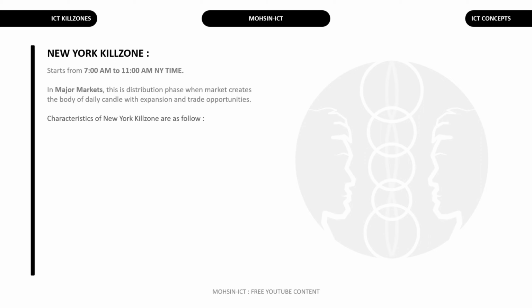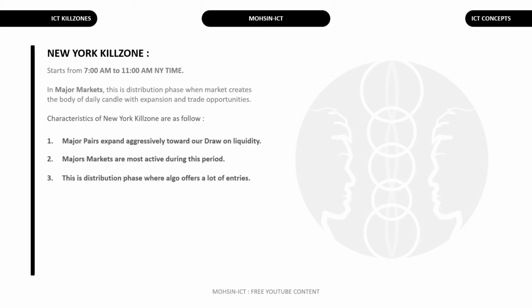Characteristics of New York Killzone are as follows. Major pairs expand aggressively toward withdrawal liquidity. Major markets are most active during this period, such as EUR/USD and GBP/USD. This is the distribution phase where algo offers a lot of entries. New York Killzone is beginner friendly as it's volatile with clear price action.